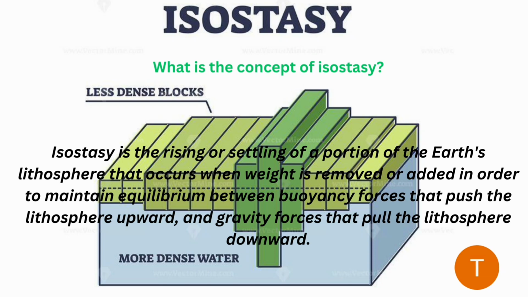Isostasy is the rising or setting of a portion of the Earth's lithosphere that occurs when weight is removed or added in order to maintain equilibrium between buoyancy forces that push the lithosphere upward and gravity forces that pull the lithosphere downward.